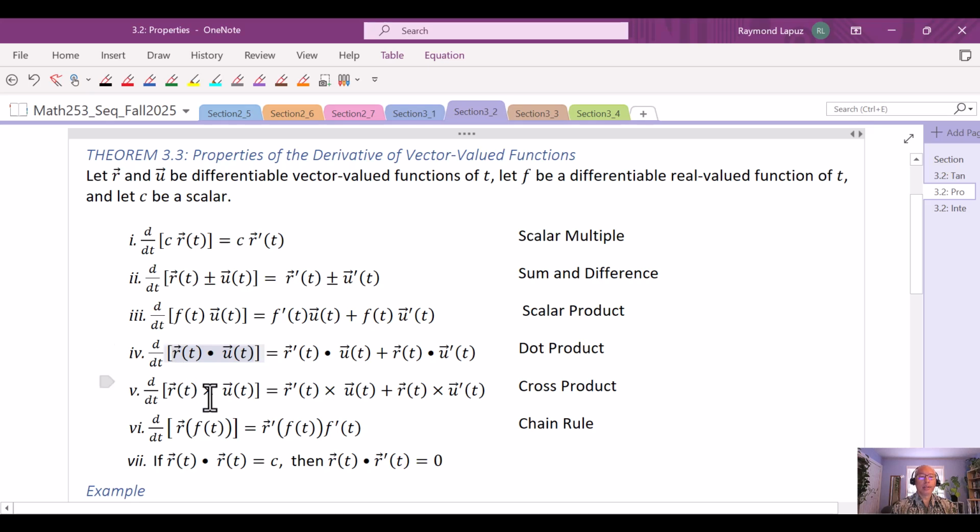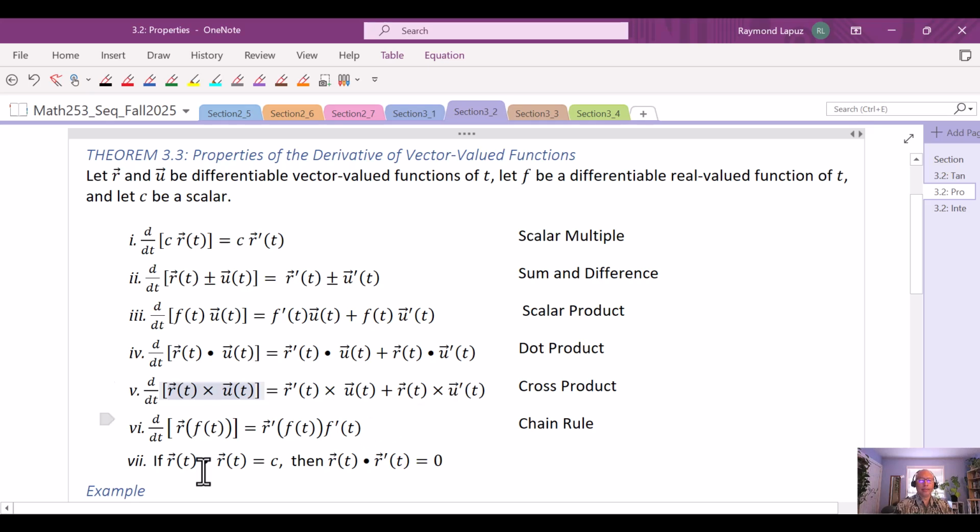The dot product and the cross product each have their own product rules, and it seems pretty natural to think about this. The derivative of r dot u is going to be r prime dot u plus r dotted with the derivative of u, and you can say the same thing with the cross product. The derivative of r cross u is going to be r prime cross u plus r cross u prime.